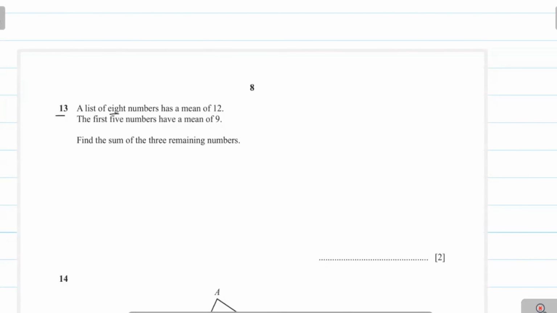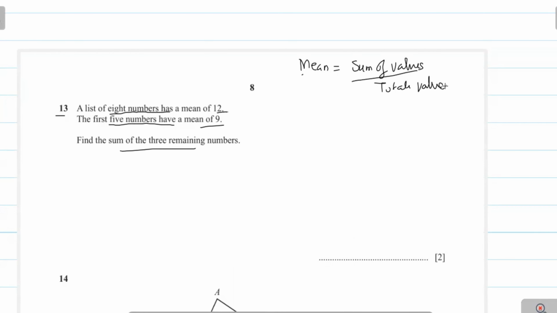Question 13, a list of 8 numbers has a mean of 12. The first 5 numbers have a mean of 9. Find the sum of the 3 remaining numbers. Now you see here the formula of mean is equal to sum of values divided by total number of values. Therefore, we write total values.